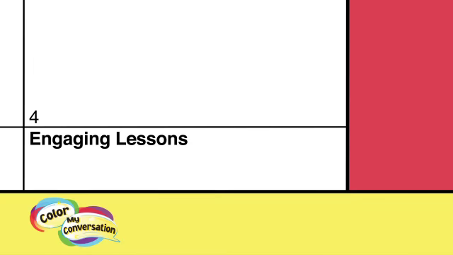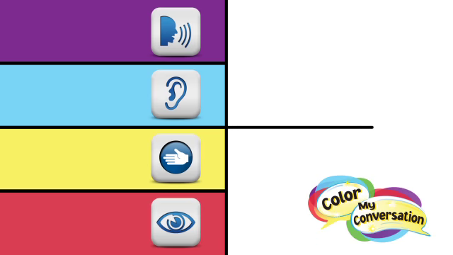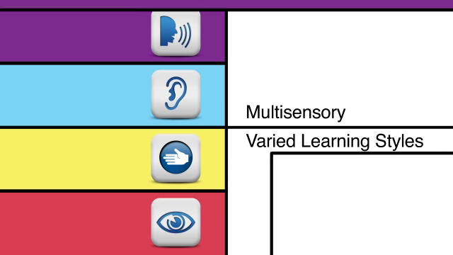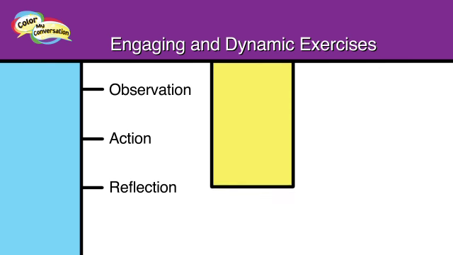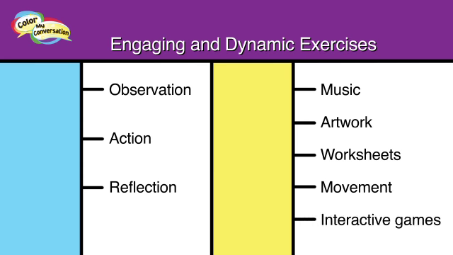Number 4, engaging lessons. The Color My Conversation program is multi-sensory, and the lesson activities are designed to appeal to a variety of learning styles. Through engaging and dynamic exercises, the children can move continually through the process of observation, action, and reflection. Music, artwork, worksheets, movement, interactive games, there should be something for everyone.